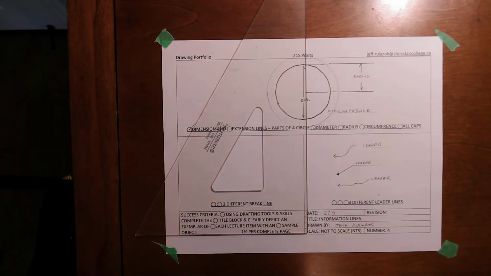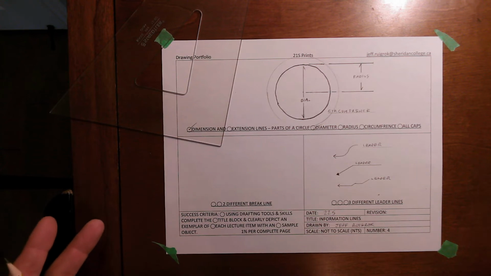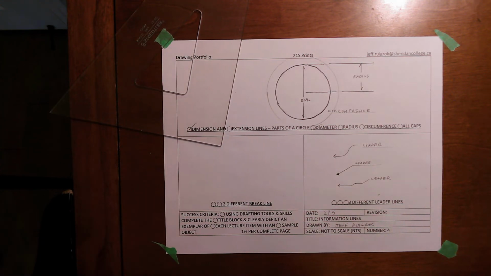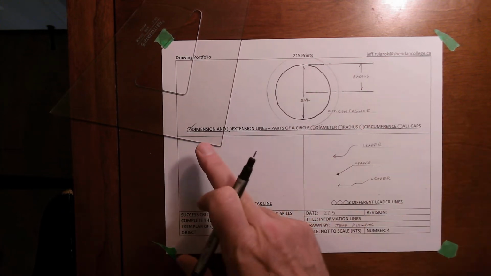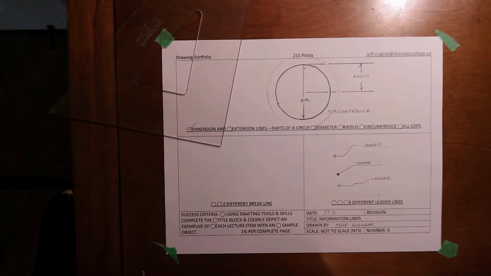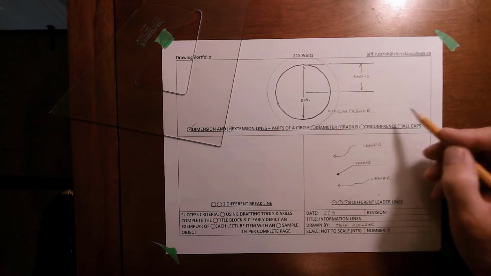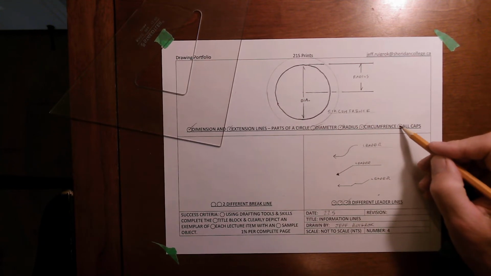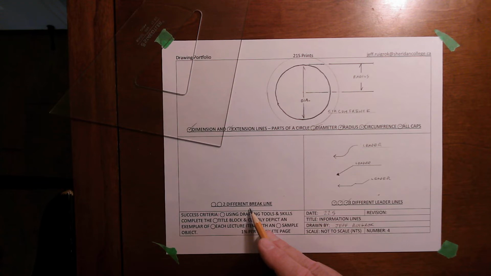Anyways, I'll stop there. But you can tell, once you're done, you can start to erase all the lines that you don't want. That's the idea. You clean it right up. So that's your leader lines, your dimension extension lines. 1, 2, 3. I got the radius on there, circumference, and it's all capital letters. So the last one here is the different break lines.